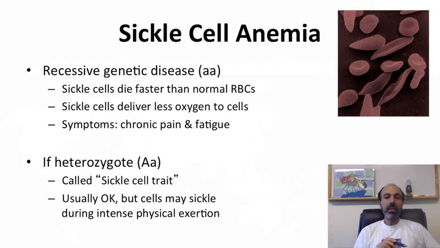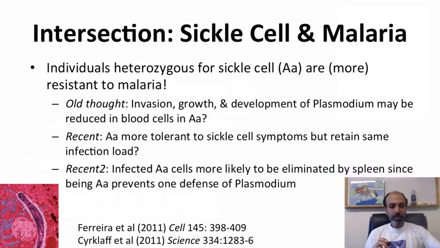Interestingly, the heterozygote, so the big A little a's, these people are often called having the sickle cell trait. They're usually okay. Sometimes they can have some sickling of their cells when they've exercised very hard, had some sort of intense physical exertion. But overall, they're good. But interestingly, these individuals that are heterozygous for sickle cell are actually more resistant to malaria than individuals that are homozygous for the non-sickling allele.